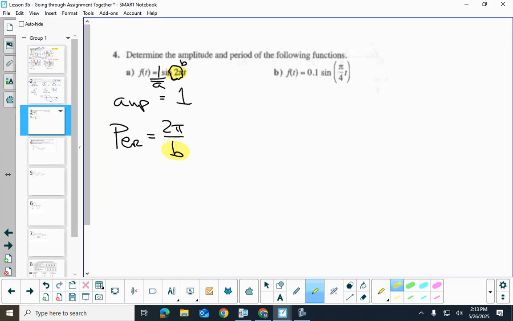So period equals 2 pi over b. My b value is 2 pi. If you punch that into your calculator, you'll get out 1. Macy, do you want to just pull that across? Yeah. So what does that mean?